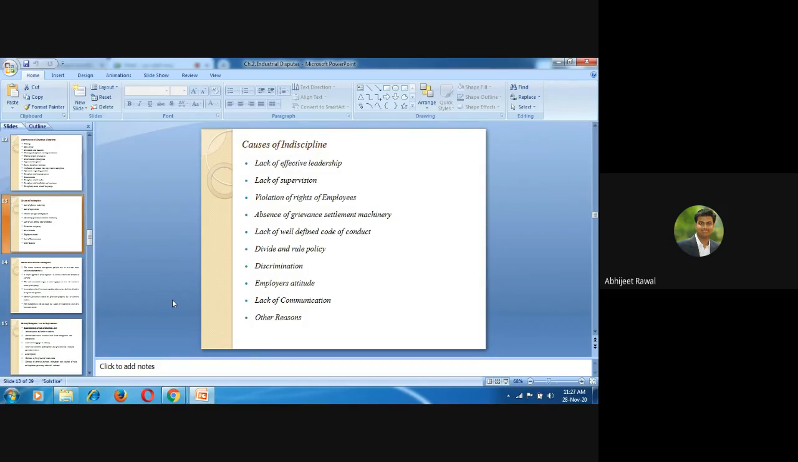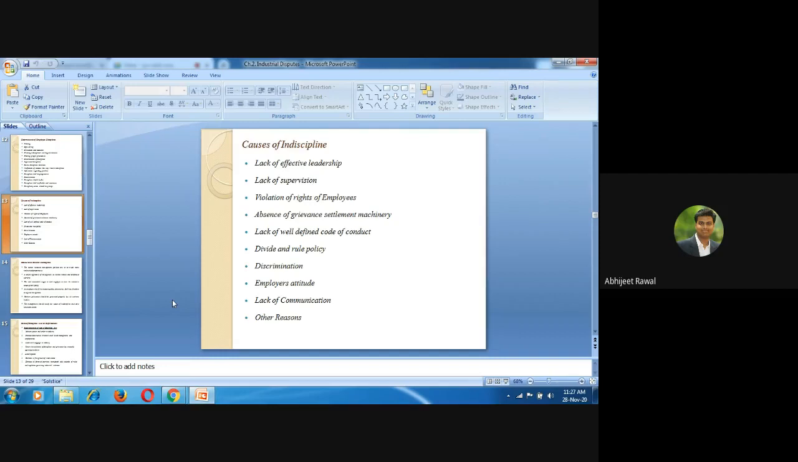Then you have a divide and rule policy. So management adopting a divide and rule policy, by creating a good amount of misunderstanding or chaos, keeping employees divided, they try to kill the team spirit, they try to divide the employees into two groups, provoking them against each other or bringing two unions face to face. Two unions will stand in front of each other, they will quarrel, they will fight, so what happens is indiscipline increases.